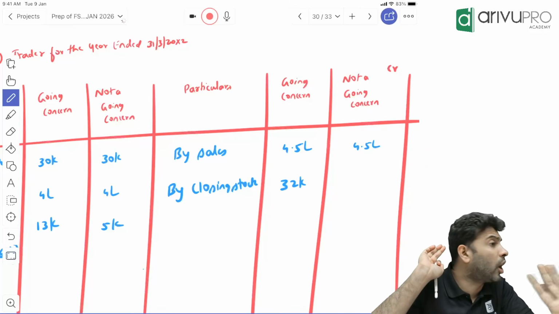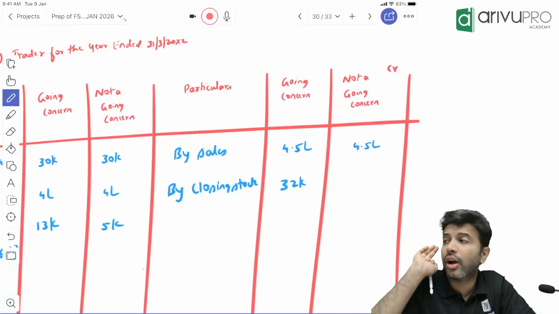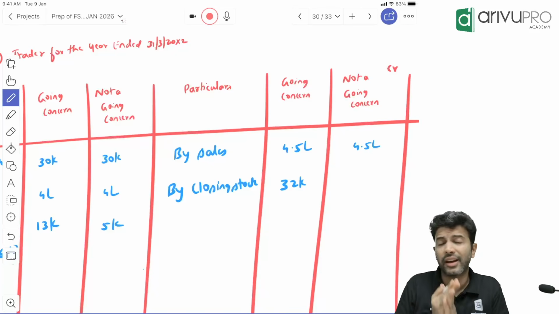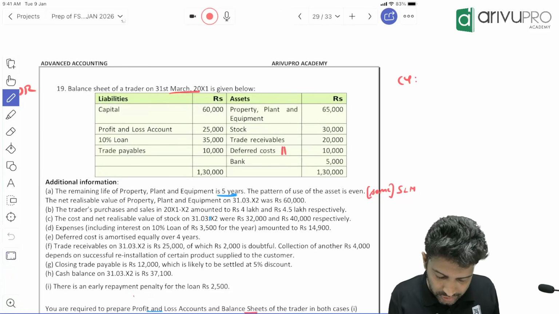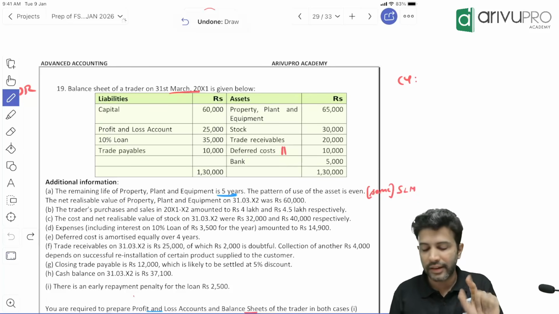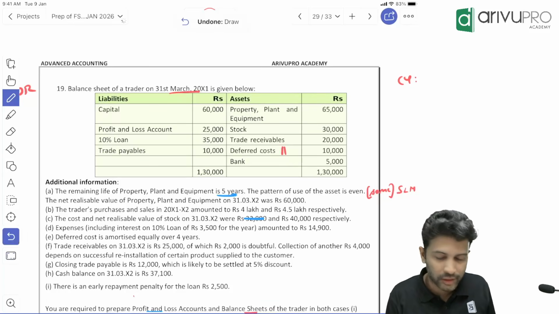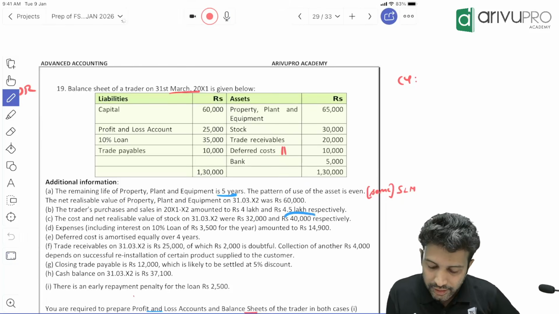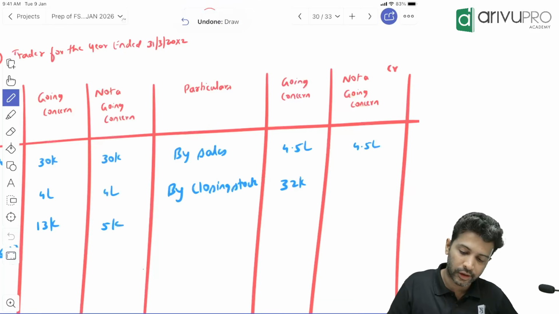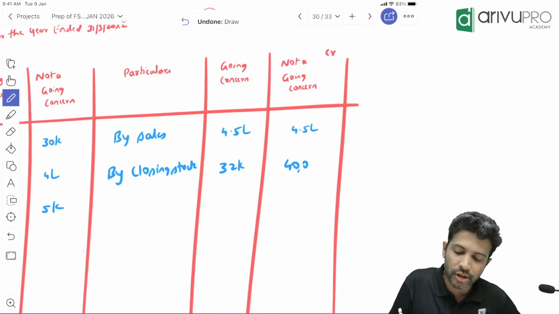If the entity is not a going concern, at the end of the year, every asset will be reflected at realizable value. So this is year-end stock only, no? If the entity is not a going concern, will you value it at cost or NRV, whichever is lower, or directly NRV? Directly realizable value. How much is that? 40,000. That means in this case, my closing stock will get valued at 40,000.